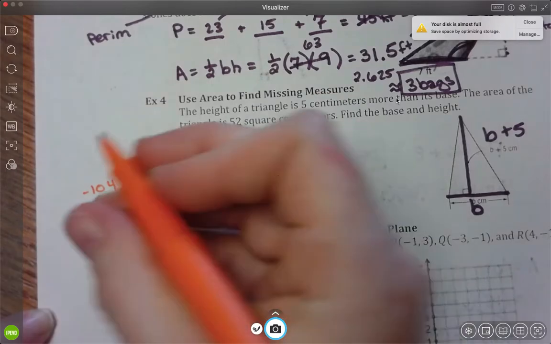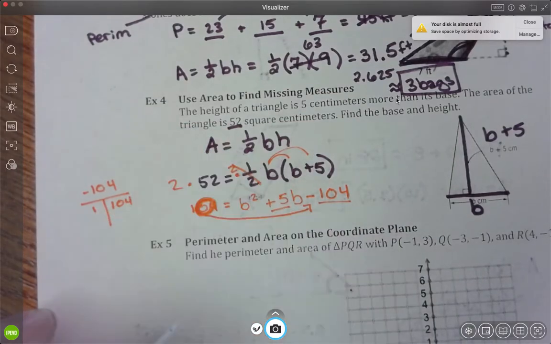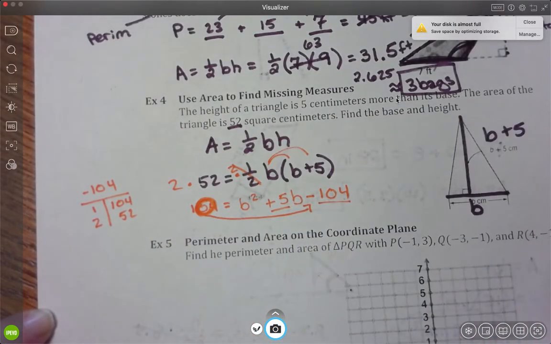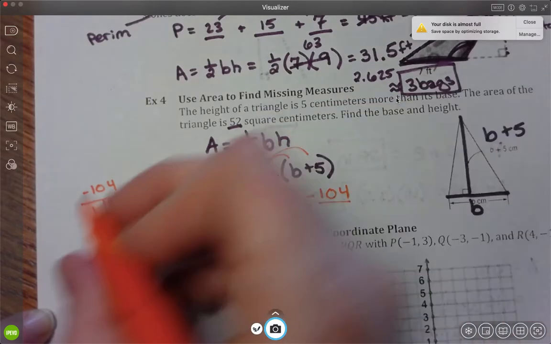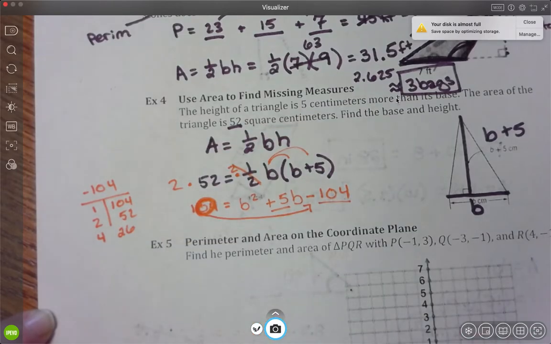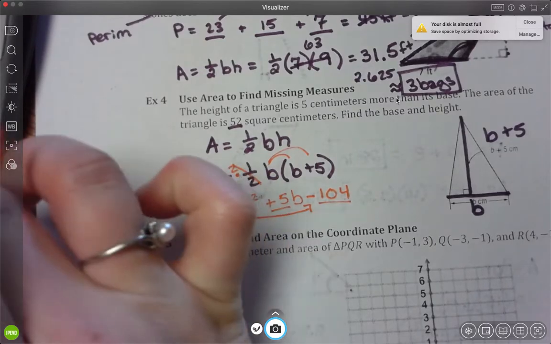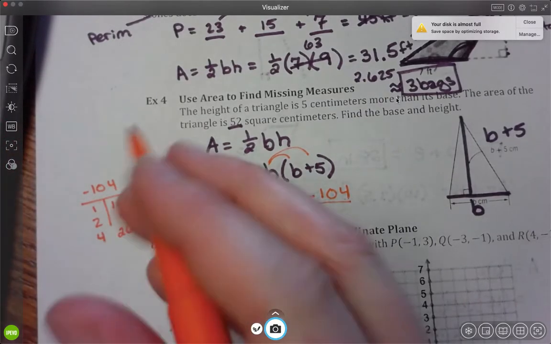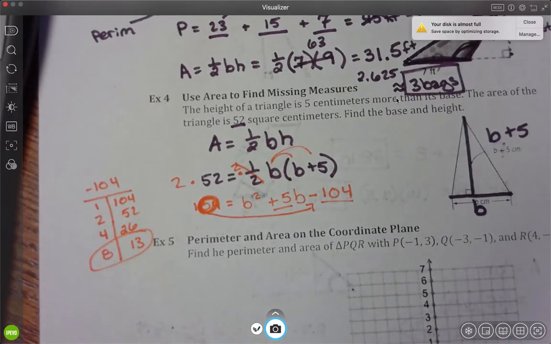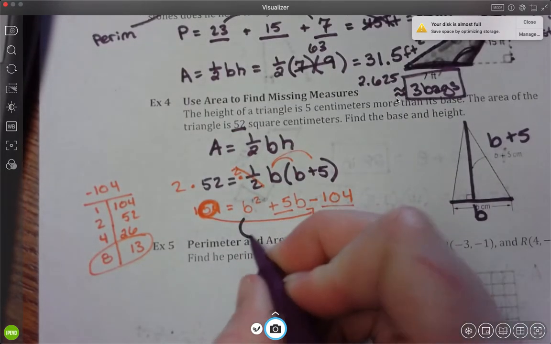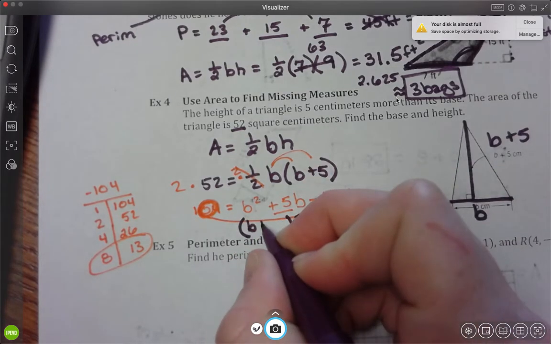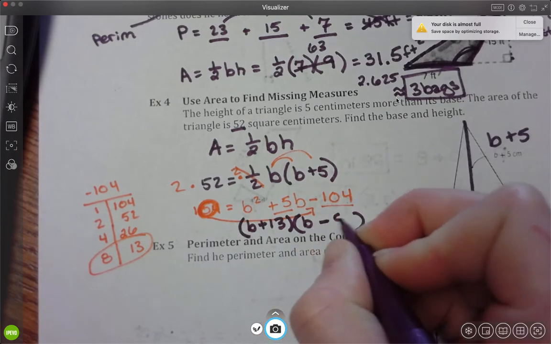I know I can use 1 and 104, but adding those together is not going to give me 5. Let's see, 2 and 52, that's not going to work. 3, nope. 4 goes into 104 26 times, 4 and 26, still not going to do it. Let's see, 104 divided by 8, 8 and 13. Aha, that's the combination that I want, 8 and 13. So I'm going to break this down into numbers that multiply to give me negative 104 and add to give me positive 5. So it will have to be a positive 13 and then a negative 8.